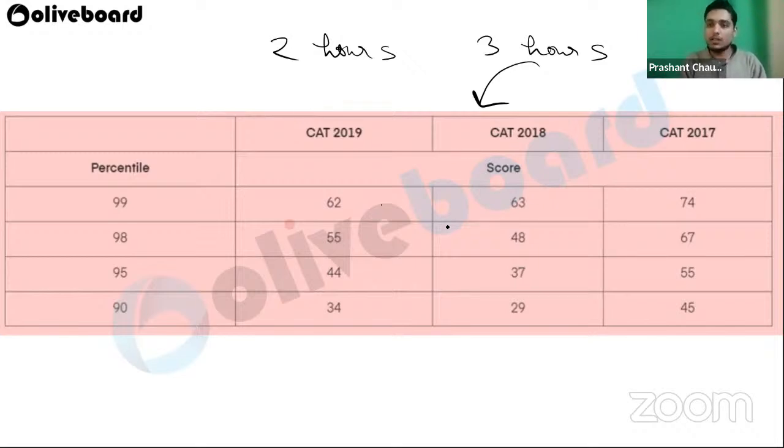Whatever you are targeting, you must target. If you are starting at this time, and let's say you are planning to join Oliveboard, then each of you can get to this mark. I can guarantee that you can get to this mark, provided you work hard throughout the year with us. We will work hard with you. In case you also work hard with us, you will get to this 99 percentile mark.